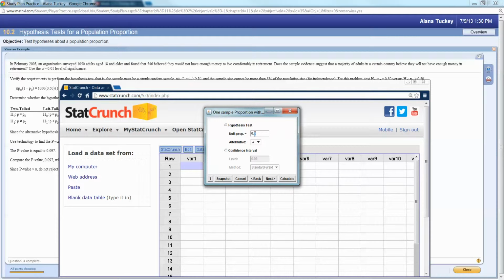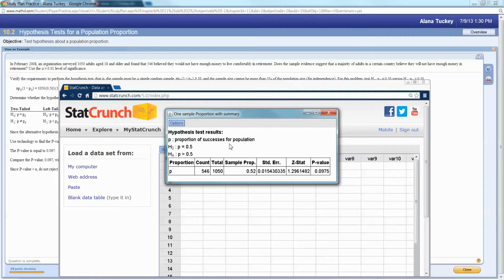Next. The null proportion is 0.5, 50%. It's a pretty common one. That and 0, actually, when we get to chapter 11, gets tested a lot. So 50% is majority, so a lot of questions ask about that. But our alternative is not equal. They want majority. That means more than. So we want the greater than. Greater than 50%. Next, calculate. And there it is. 0.0975, which pretty well matches what they gave us.